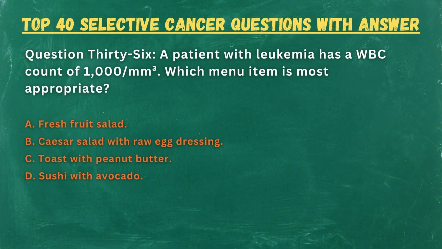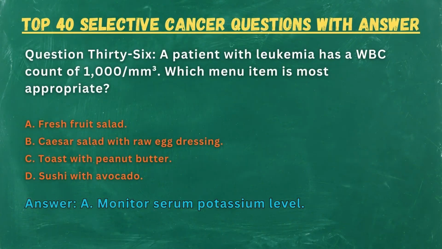Question 36. A patient with leukemia has a WBC count of 1000/mm³. Which menu item is most appropriate? A. Fresh fruit salad. B. Caesar salad with raw egg dressing. C. Toast with peanut butter. D. Sushi with avocado. Answer: C. Toast with peanut butter.